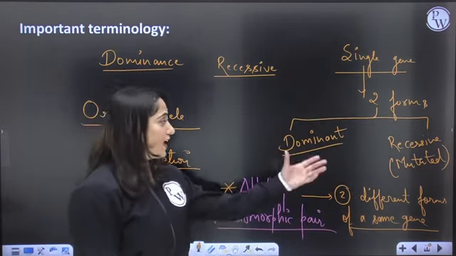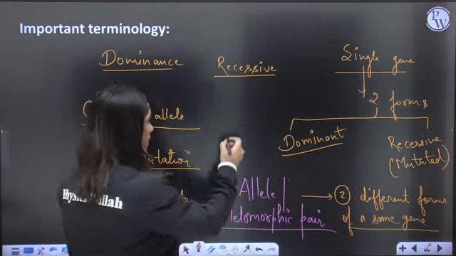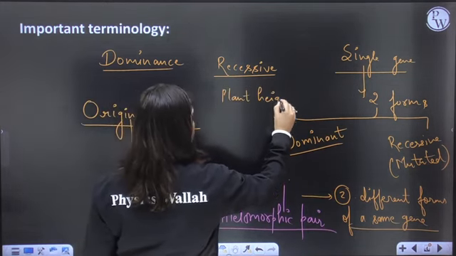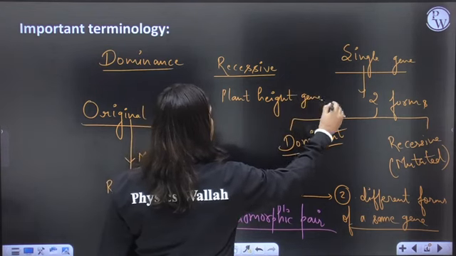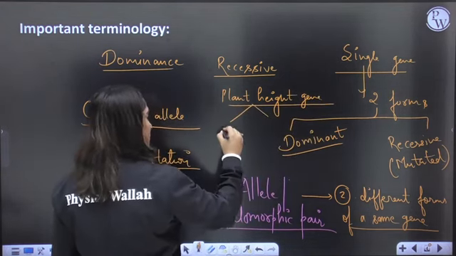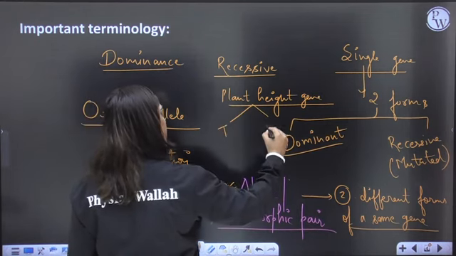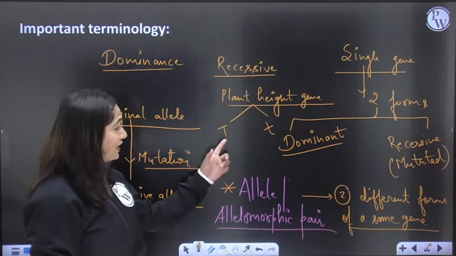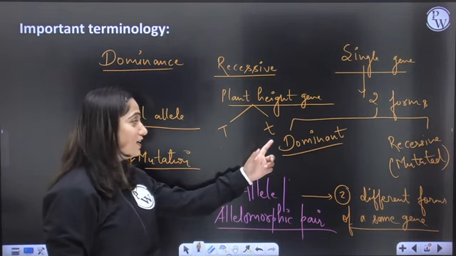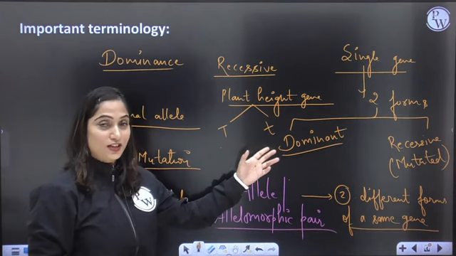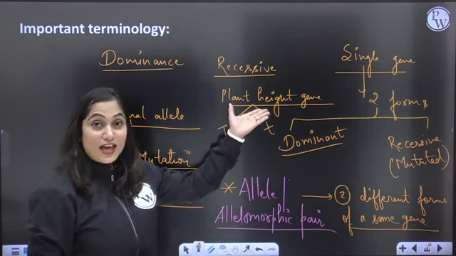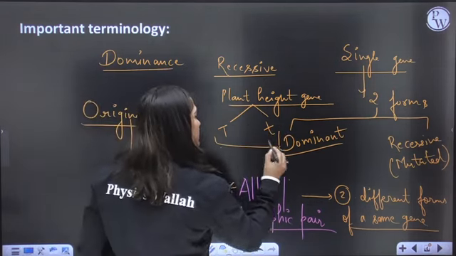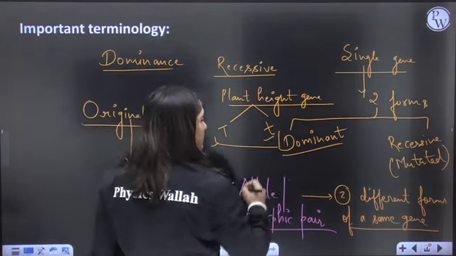That means if we take the example of the gene for plant height, the dominant allele we write as capital T, and the recessive allele as small t. So capital T is the dominant allele and small t is the dwarf allele of the same gene. These are the alleles of the same gene, dominant and recessive.